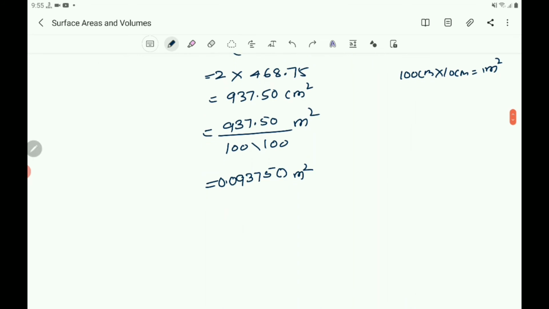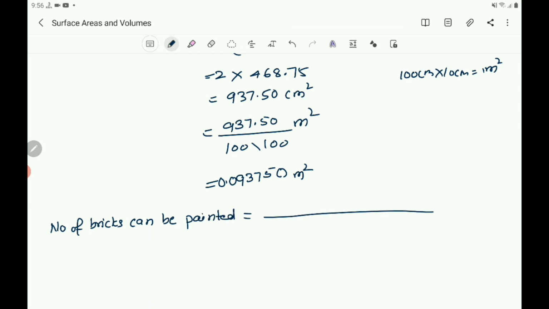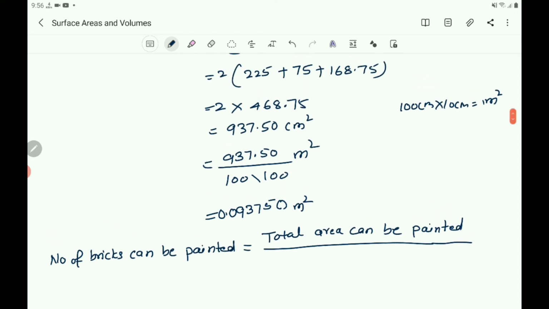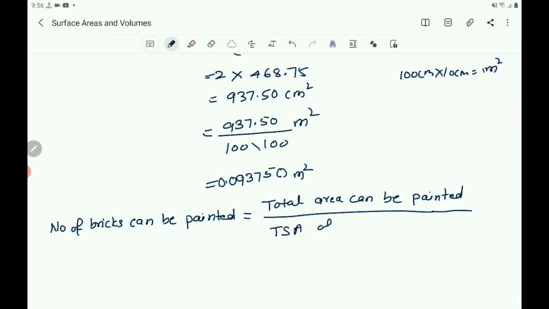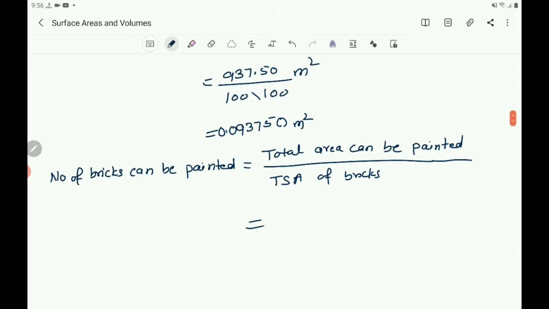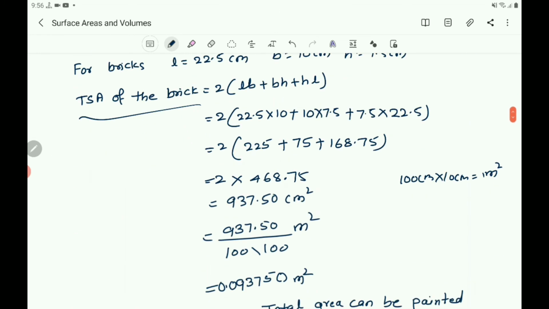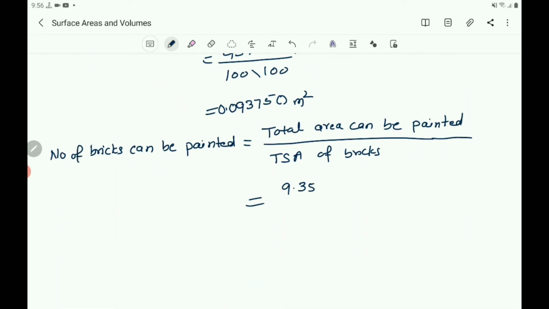Next you take the number of bricks that can be painted, which equals the total area that can be painted divided by the TSA of the brick. The total area that can be painted is 9.375 m square, divided by 0.09375.